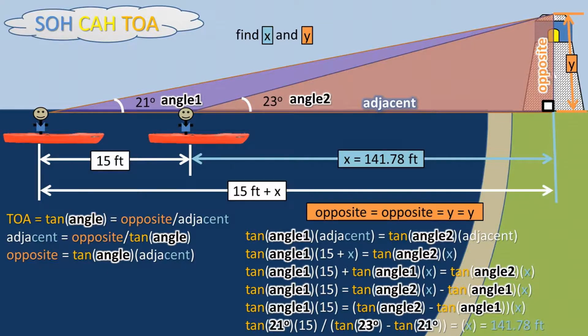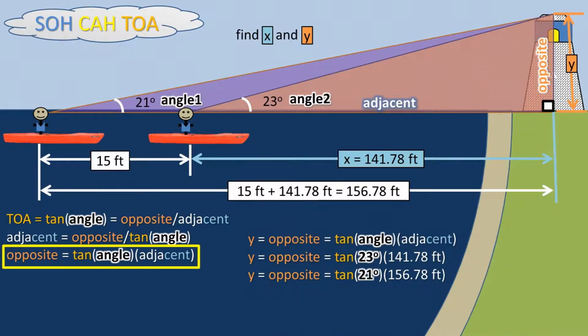Plugging in our angle of 21 degrees for angle 1 and 23 degrees for angle 2, we get an x value of 141.78 feet. Adding 15 to the x value, we get the purple triangle length of 156.78 feet.